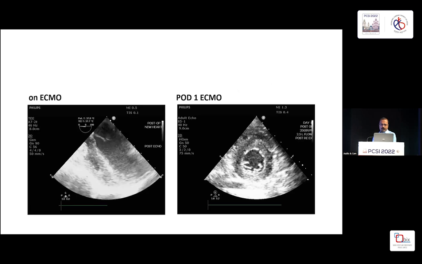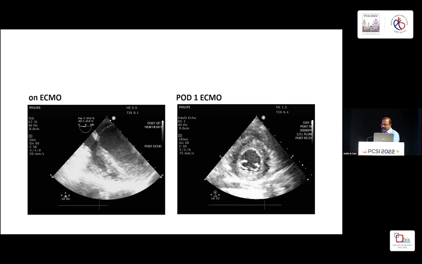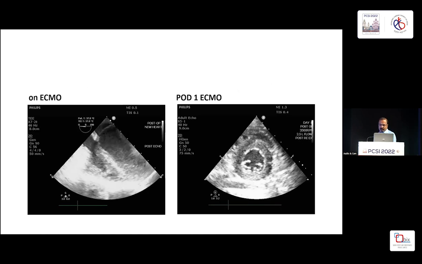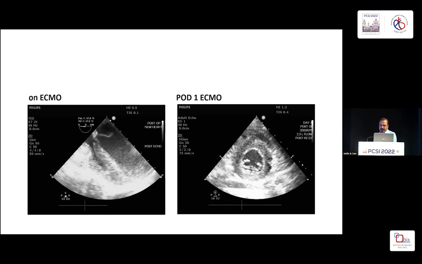After putting him on ECMO, the RV was relaxed. His mean arterial pressure improved. He started passing urine. Lactate started coming down, but there was severe LV dysfunction. On first post-op day, this was his LV function. LV was barely moving. There was just a flicker of contraction.